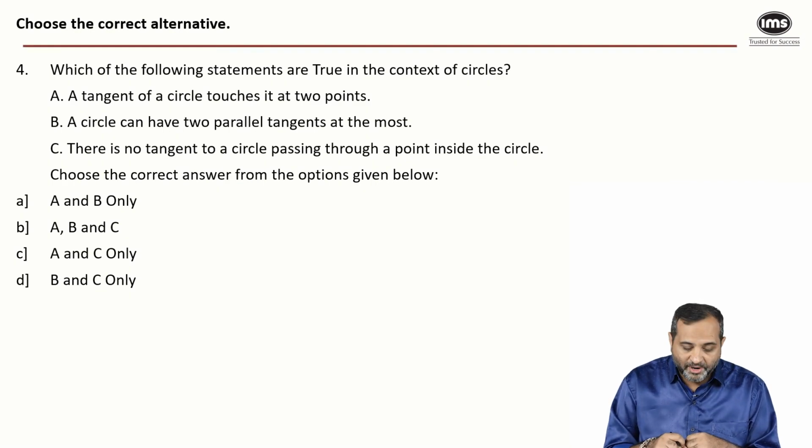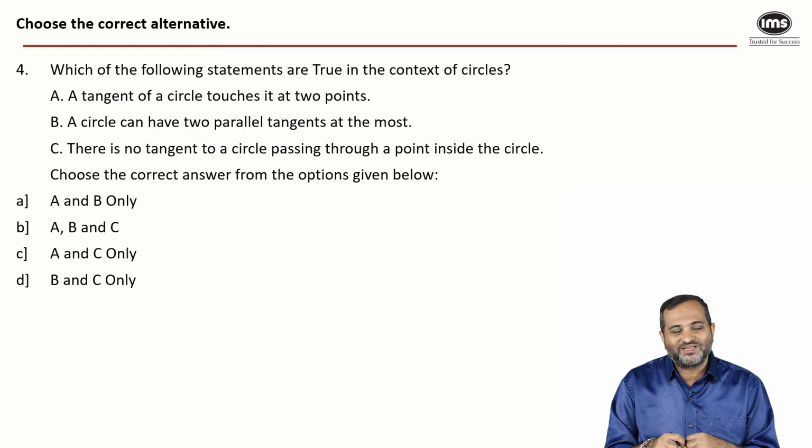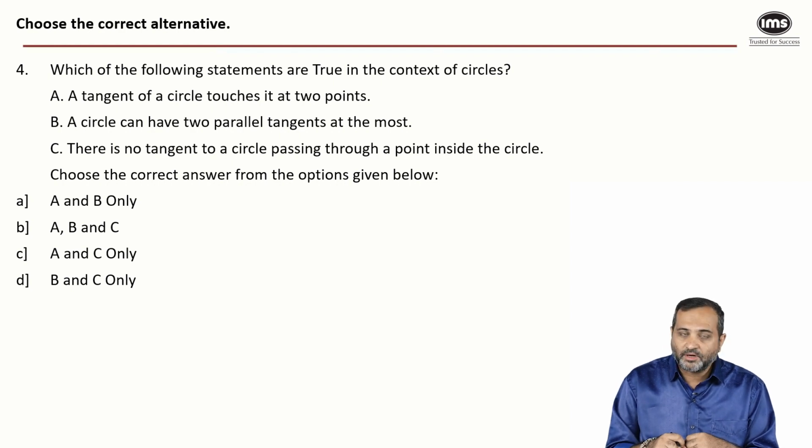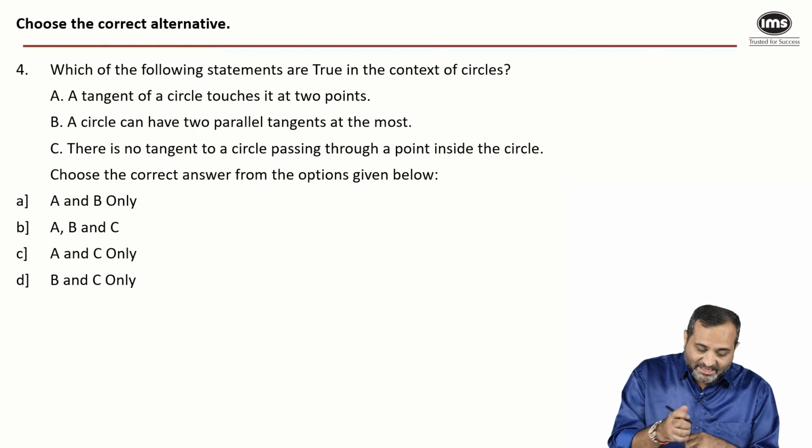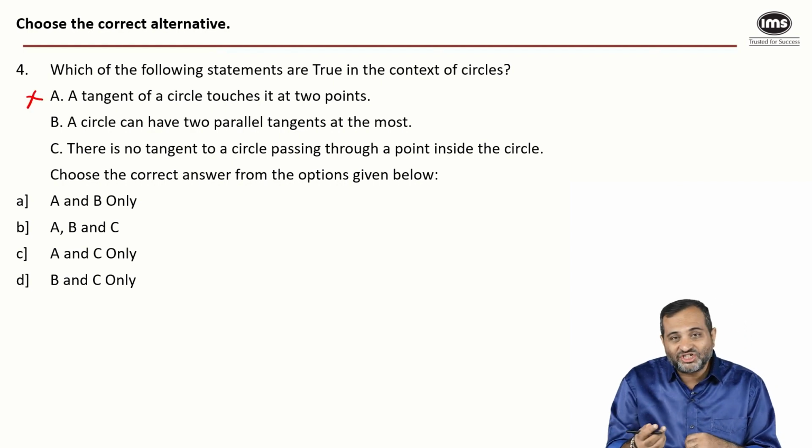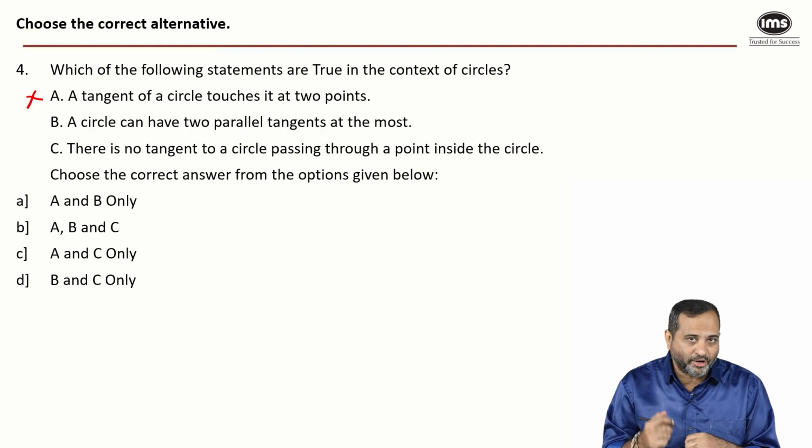Which of the following statements are true in the context of circles? First statement. A tangent of a circle touches at 2 points. Can I say this is false? What is a tangent? A tangent is a line which touches the circle at 1 point. A line which touches the circle at 2 points is actually called a secant.